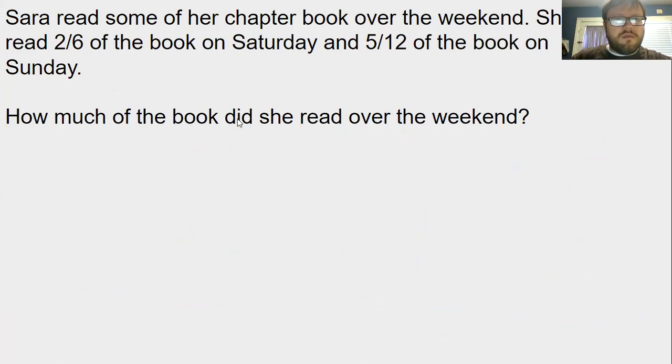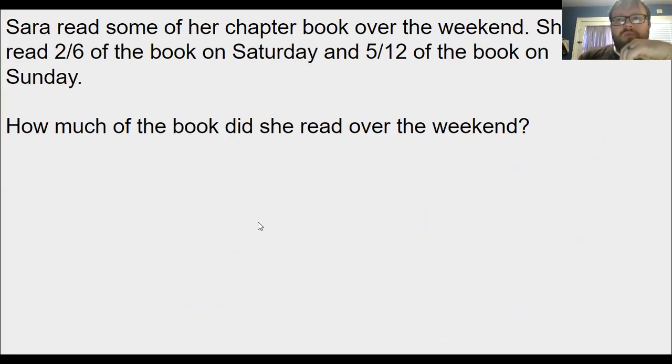So Sarah read some chapter books over the weekend. She read 2/6 of the book on Saturday and 5/12 on Sunday. How much of the book did she read over the weekend? So we're looking at the total amount she read the book over the weekend. So I always, of course, acknowledge my fractions. I have 2/6 and 5/12. And then right away I notice I'm combining the amount that I read over the weekend. I notice that I'm adding 2 unlike denominators.